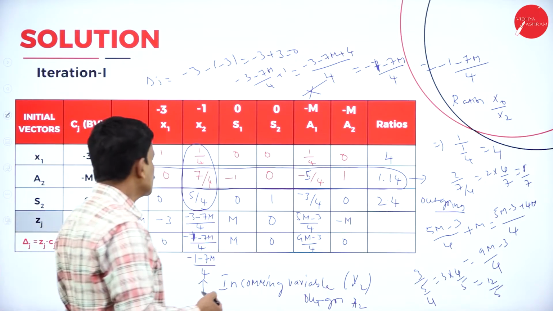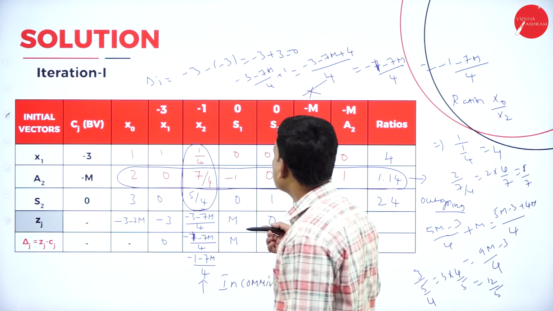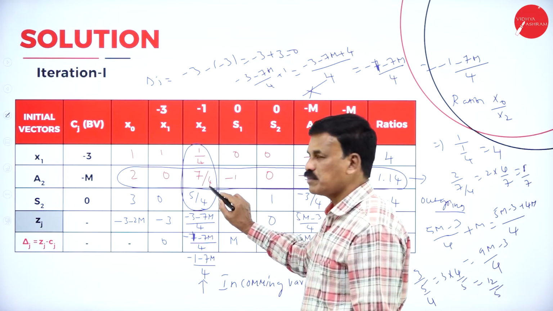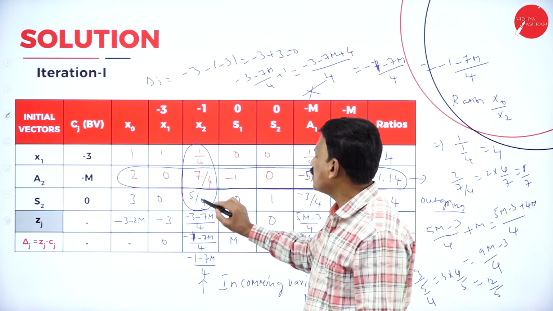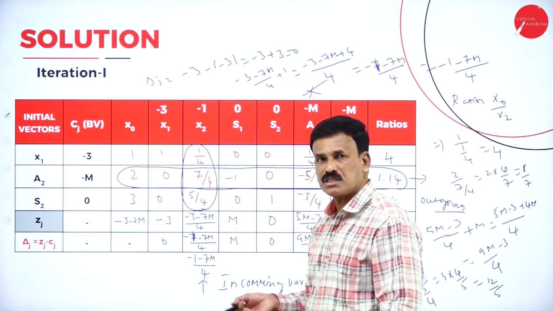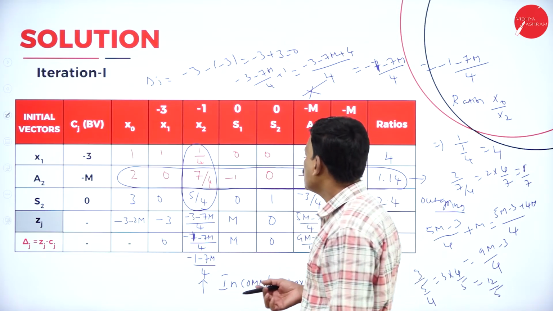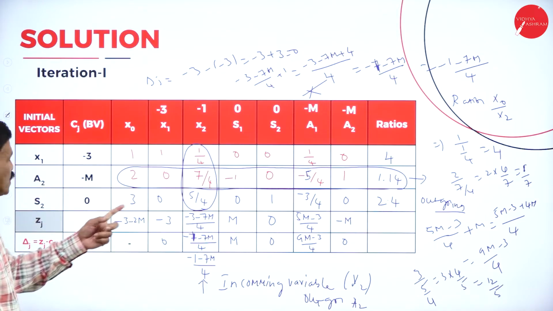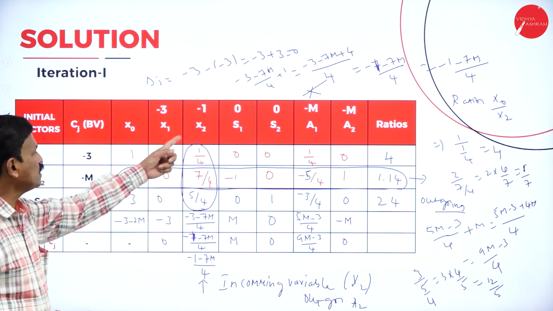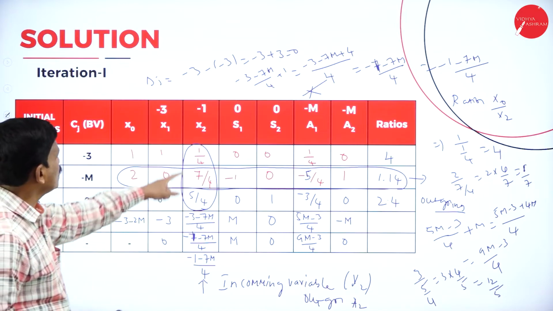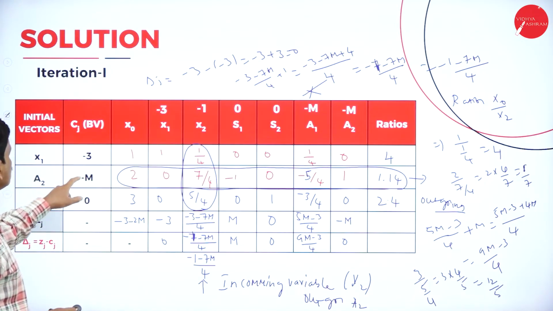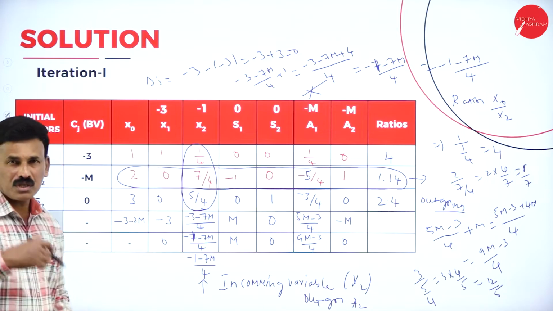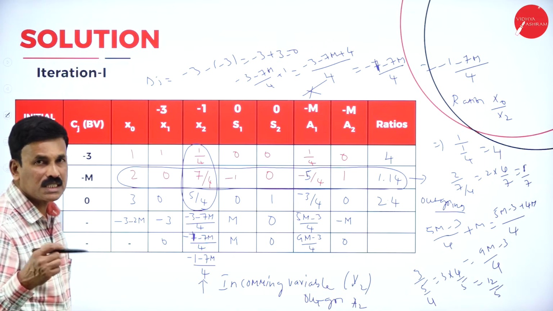In the next iteration, what are the steps? Convert this 7 by 4 as 1 and 5 by 4 as 1 using the elementary row operation. And since A2 is the outgoing variable, this A2 is replaced by x2. The coefficient of x2 is minus 1. This is minus 3, minus 1 and 0. So I will go to the next table, iteration number 2.